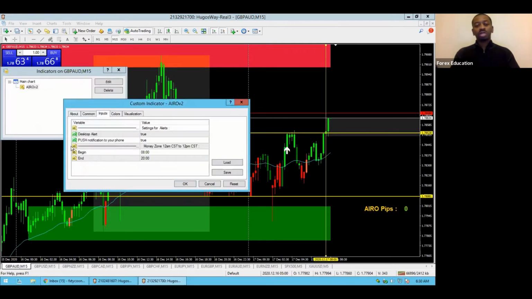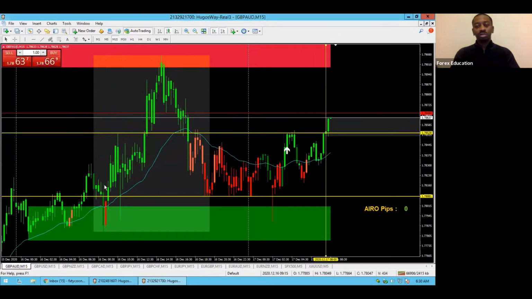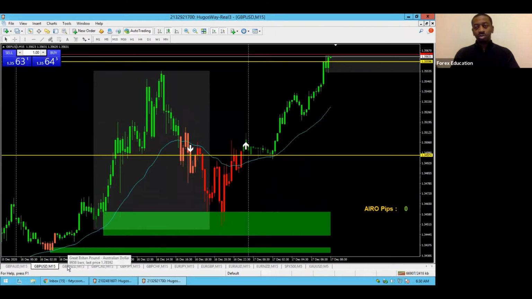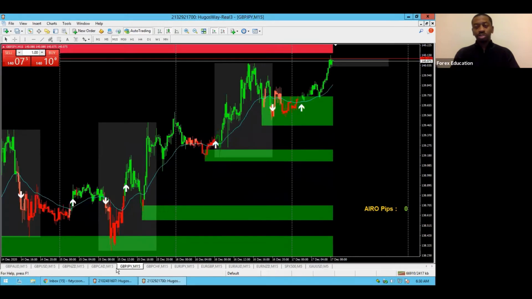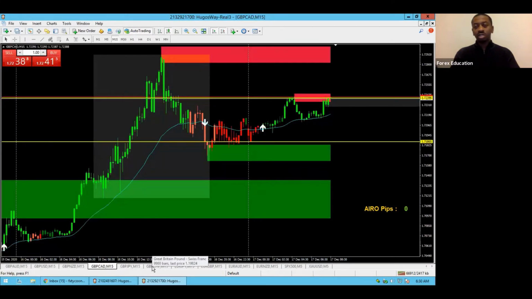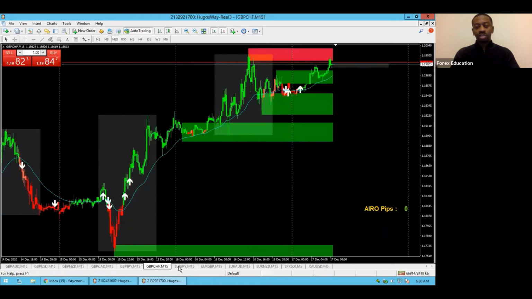All right, we got a nice little breakout. So go see what the other GP pairs are doing. I might have to jump into this trade though. GU is breaking up. We got a zone on GCAD all of a sudden. G-Chef, we already know is at the zone.